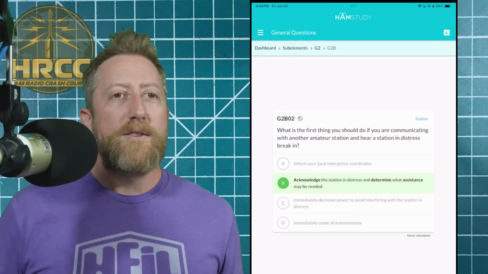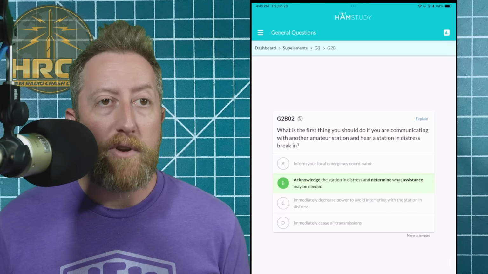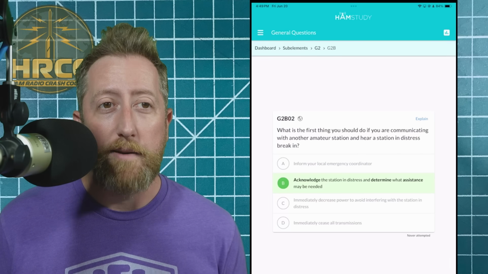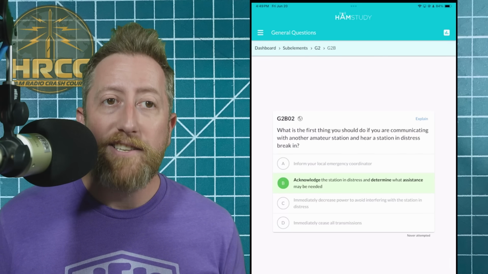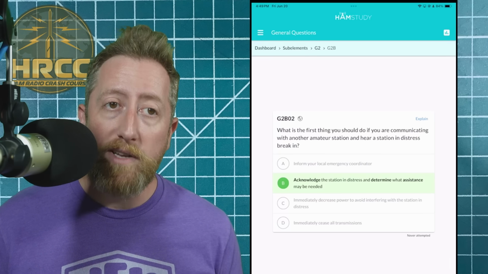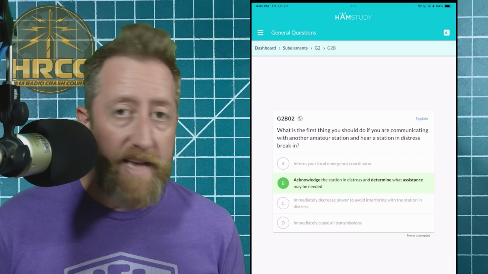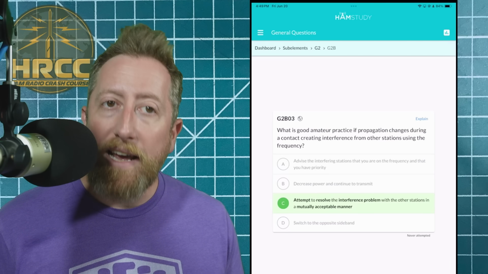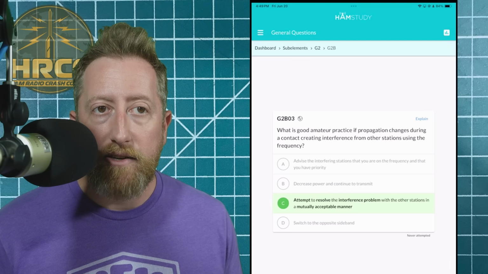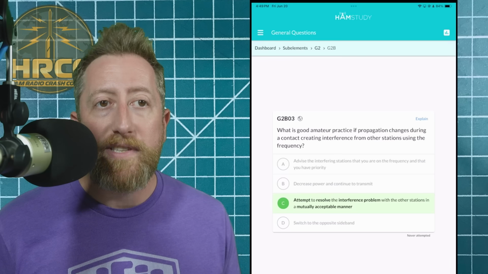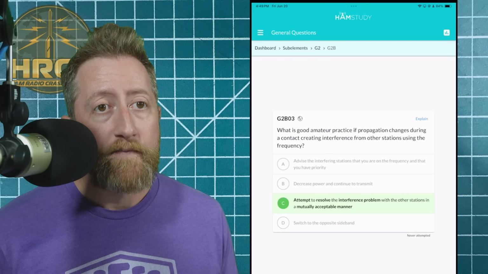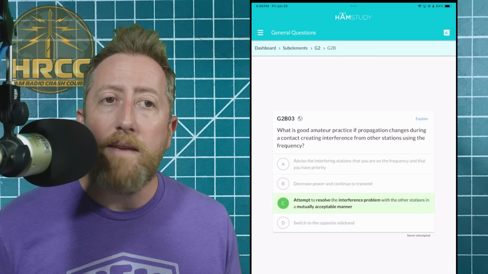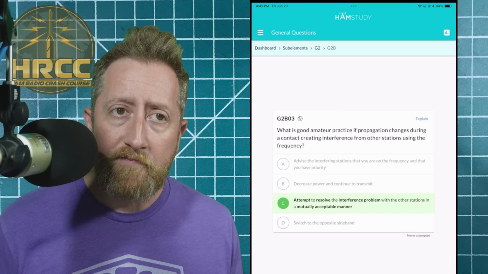Number 2, what is the first thing you should do if you are communicating with another amateur station and hear a station in distress break in? B, acknowledge the station in distress and determine what assistance may be needed. Yeah, pretty simple. Number 3, what is good amateur practice if propagation changes during a contact, creating interference from other stations using the frequency? C, attempt to resolve the interference problem with the other stations in a mutually acceptable manner.